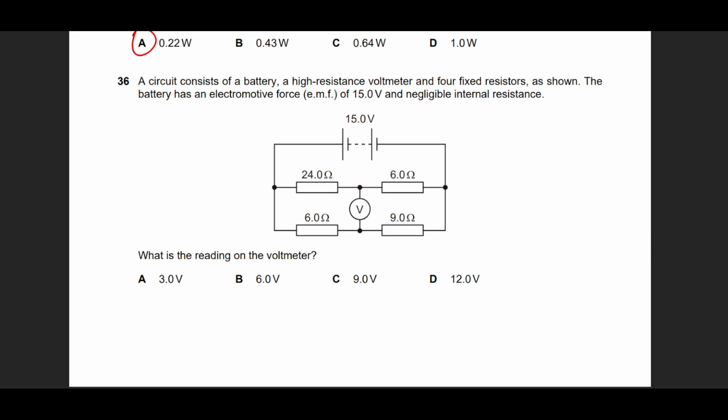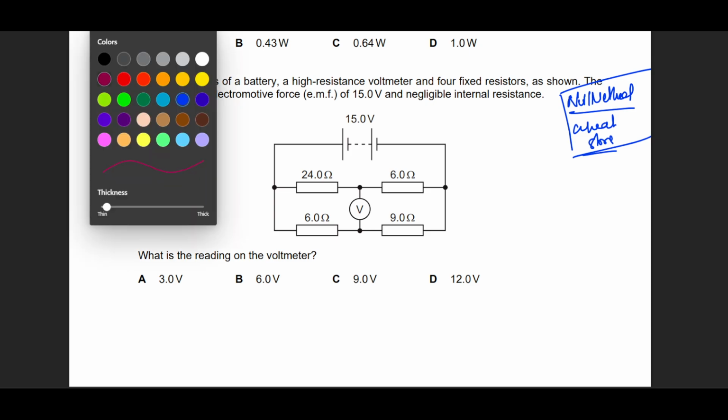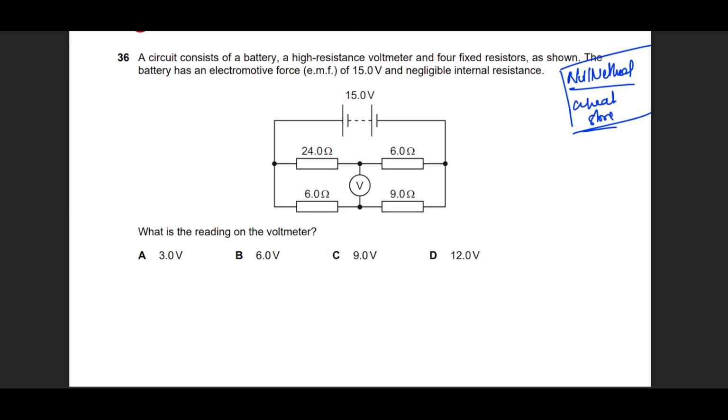This question is from the topic of null method and Wheatstone bridge. Wheatstone bridge is not explicitly mentioned in your syllabus, but I've covered this in an AS level video of circuit analysis. Please don't forget to check it out if you want to learn more about it. Okay, so 15 volts, he says, what's the potential difference in the voltmeter?